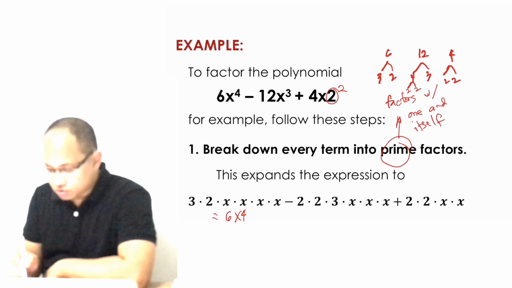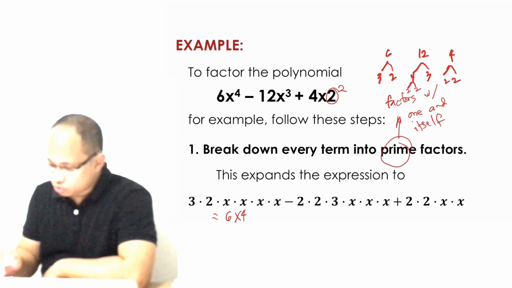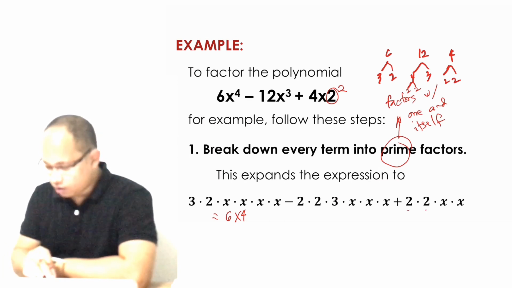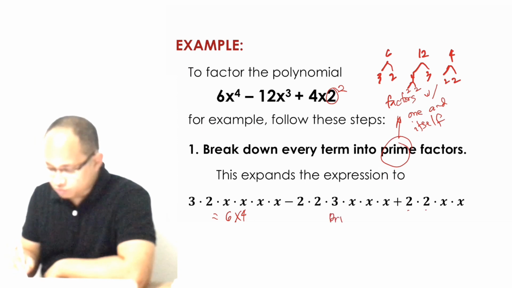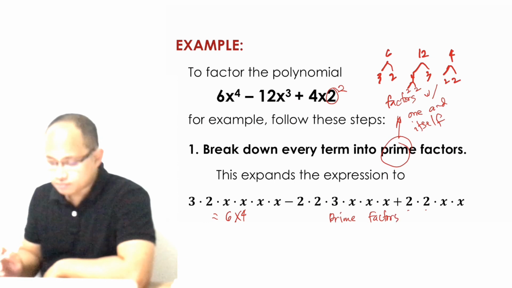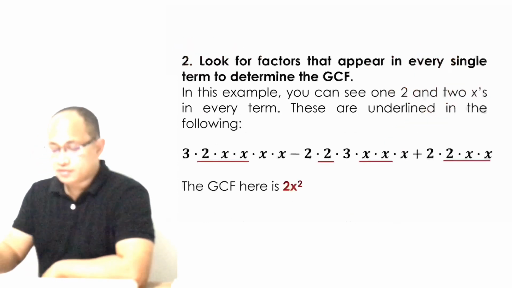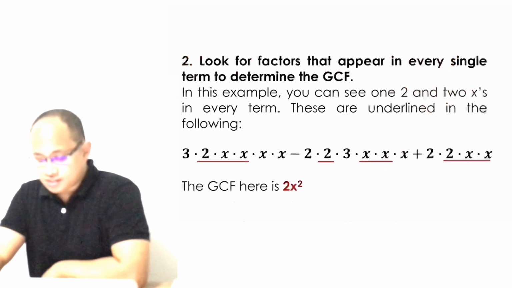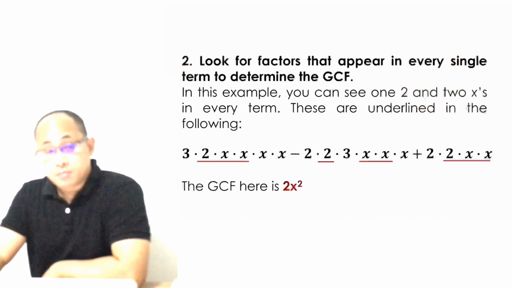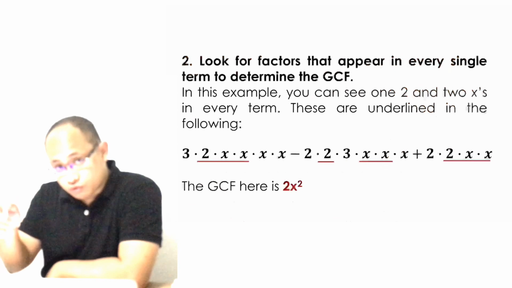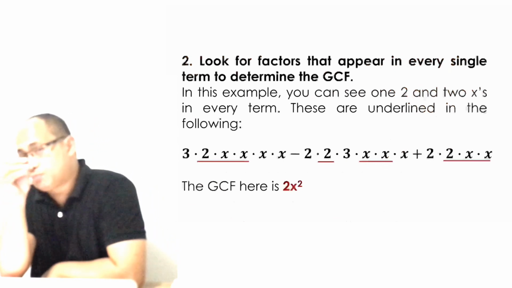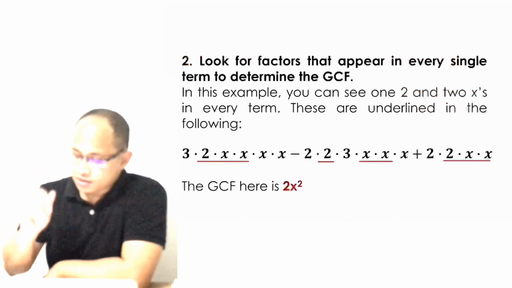So we have here 2 times 2 times 3, then how many x are there? 3. Then 4 is 2 times 2, so you have 2, 2 here. How many x is 2? So everything is in its prime factors. Okay, I hope you're following me. Next, look for the factors that appear in every single term to determine the GCF. After you find all the prime factors of everything, find the GCF.